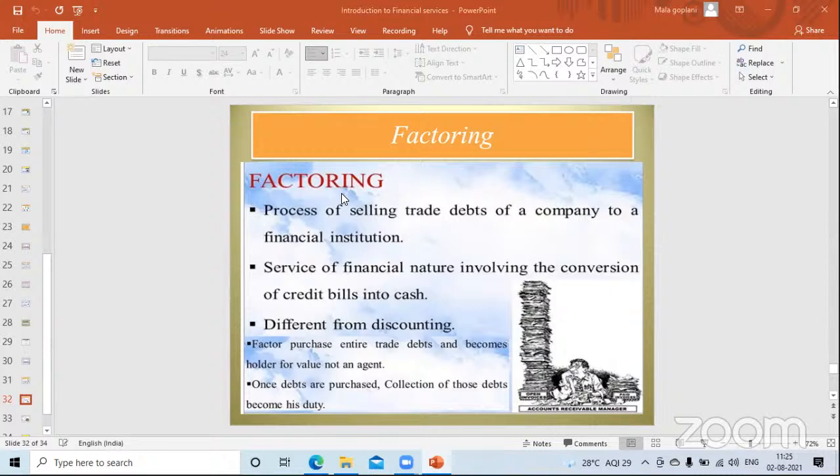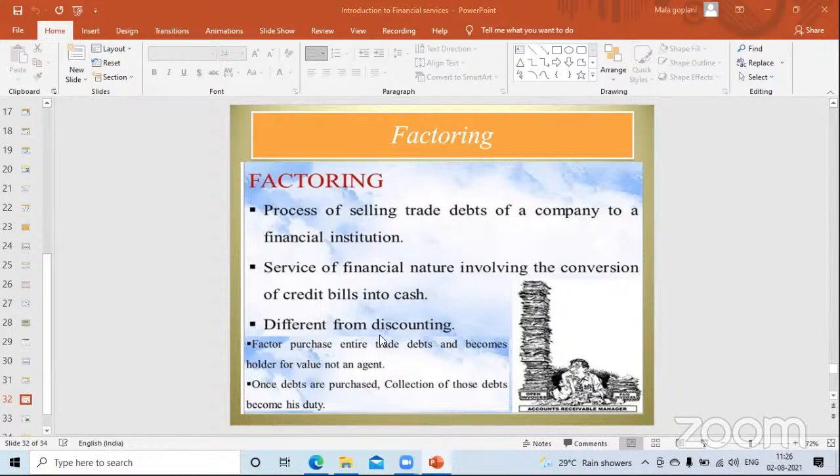Okay, so factoring is a process of selling the trade debts of the company to a financial institution. It is a service of a financial nature involving the conversion of credit bills into cash. These are credit bills. Credit bills mean the bills which show that I have sold a certain amount of goods to my customer, but the customer has not yet paid me. He is going to pay me in the future. That is what is known as a credit bill.